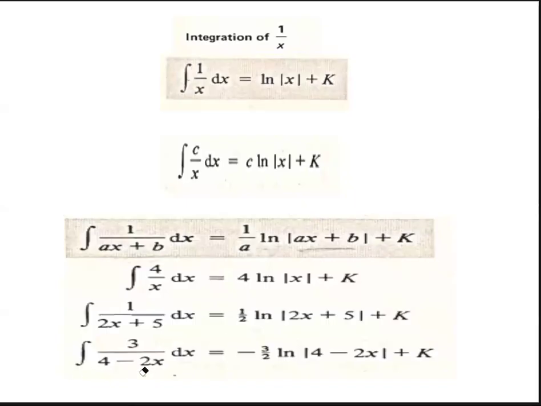Here, and now you don't have 1 in the numerator. The integral of 3 over 4 minus 2x, you write back ln of 4 minus 2x, the modulus of it, plus k, right? But what do you put in front here? This 3 over the derivative of this here, which is minus 2, right? That's what you see here.